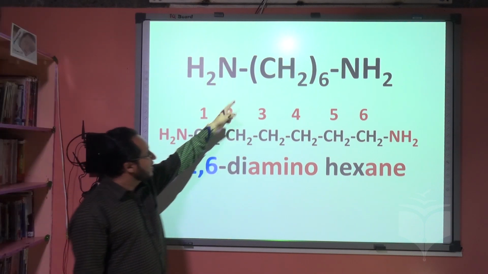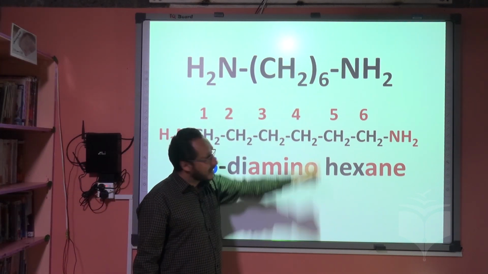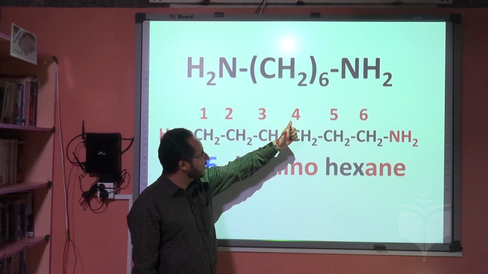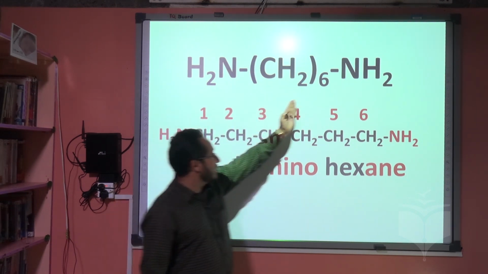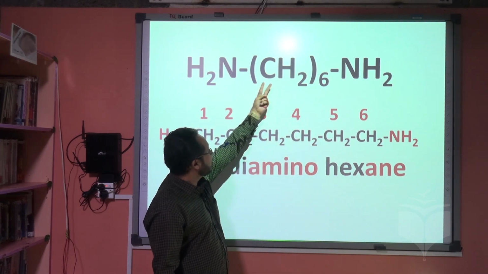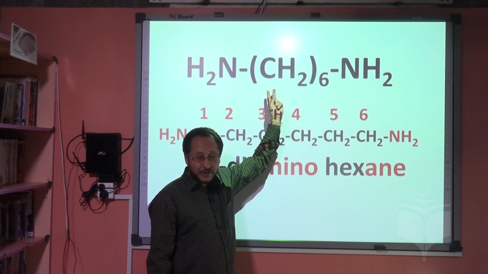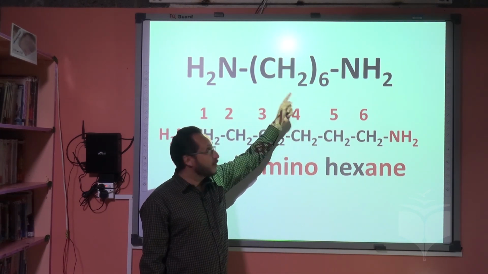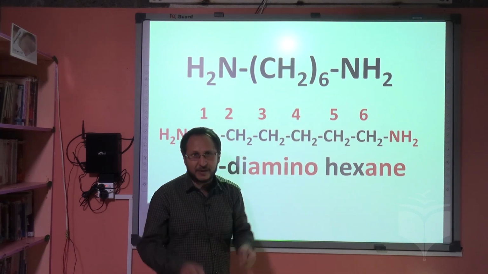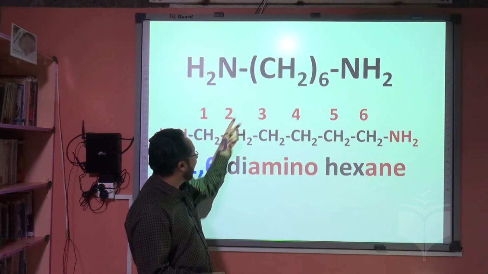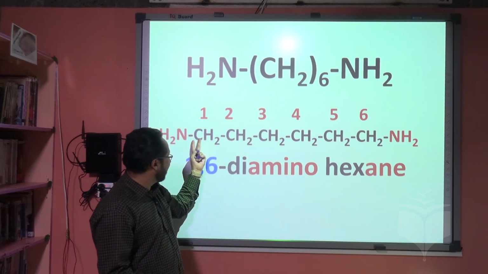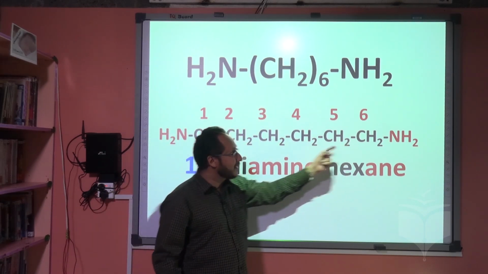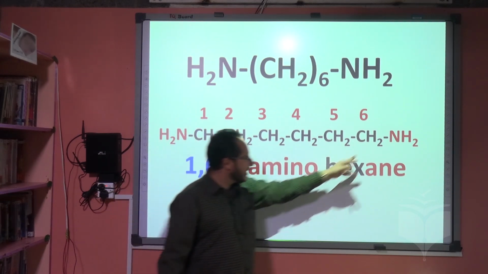Okay, here we have CH2 by 6, NH2 on the right side and NH2 on the left side. So this is NH2 and this is also NH2. So this is CH2 6 times. If you have CH2 and you have any number, you have to repeat this number. So how many times do we have? We have 6 times.